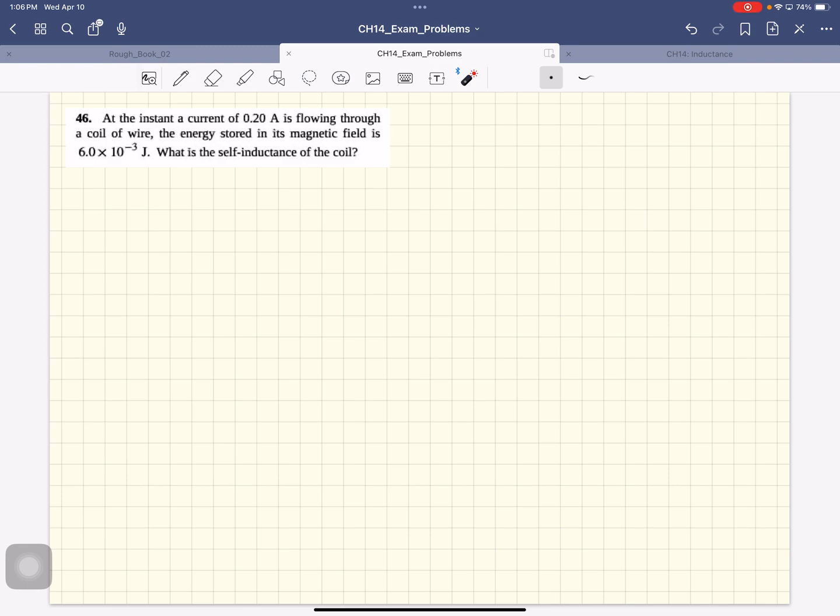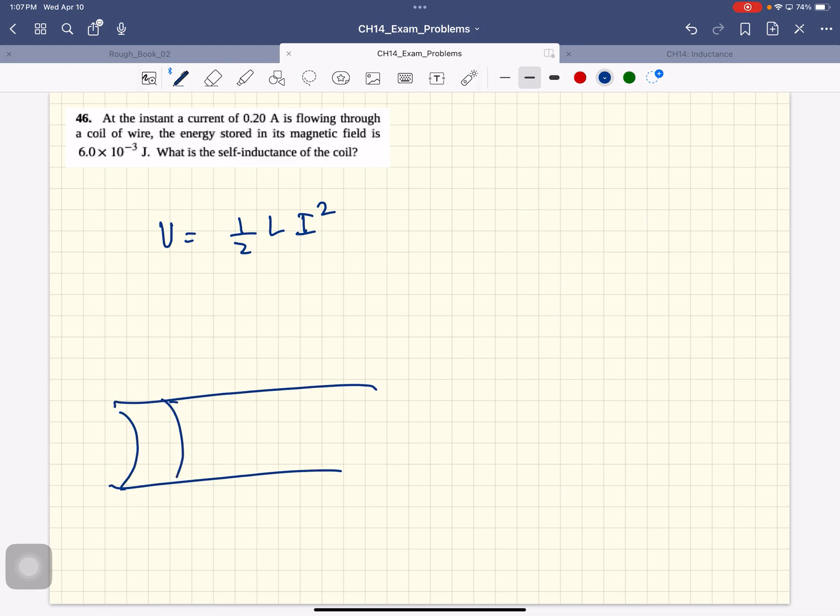Okay, so this problem says, at the instant a current of 0.2 amps is flowing through a coil of wire, the energy stored in its magnetic field is 6 times 10 to the minus 3 joules. What is the self-inductance of the coil? If you check your notes, you find that the energy of a coil is 1/2 L i squared. So if this was the coil, the energy stored is in the magnetic field. Anytime you create an electric or magnetic field, you're storing energy. So that's where the energy is stored.